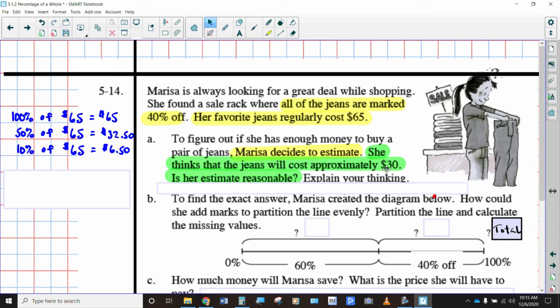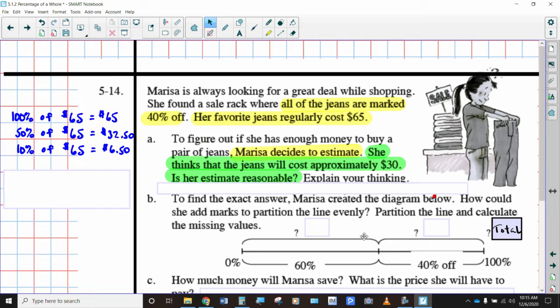Okay, so now let's come back to this. She thinks that her cost is going to be about $30. Does that really make sense? And so if it's 40% off, doesn't that mean that she's going to pay 60% of the original, right? Think about that. And look at this diagram down here. This represents 100%.